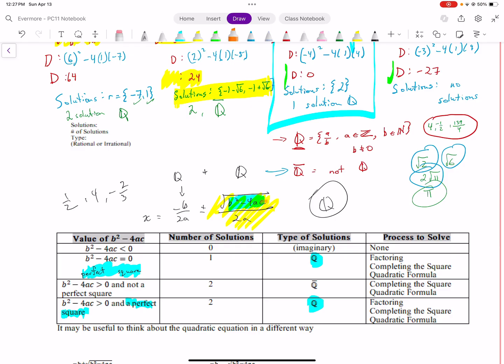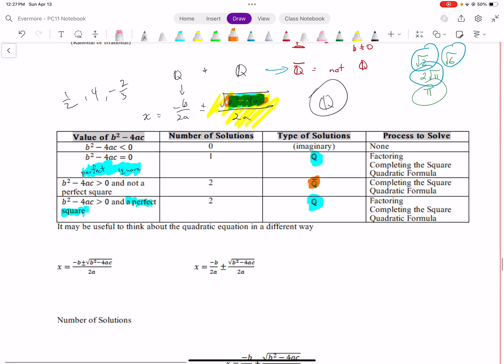If your discriminant, the quantity underneath the radical sign, is not a perfect square, you'll end up with an irrational solution. This table is kind of important because, let me get rid of all of the garbage that I have put here, it tells us how to solve an equation. If your discriminant is negative, you have no solutions. So don't even bother trying to solve it. That's important.